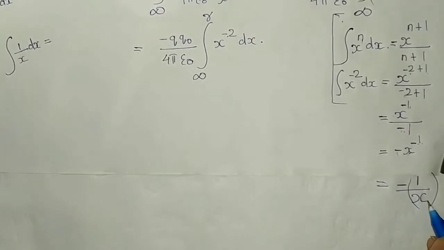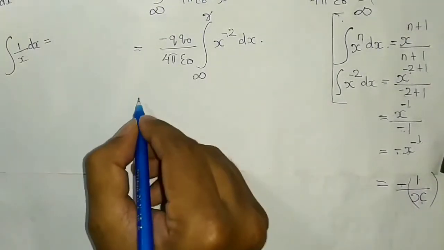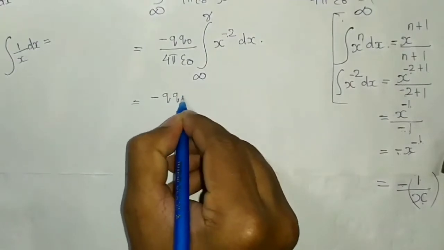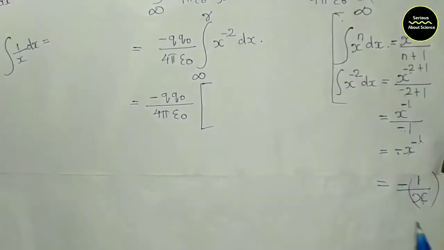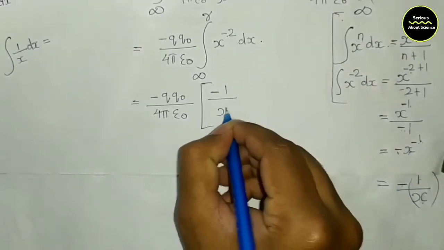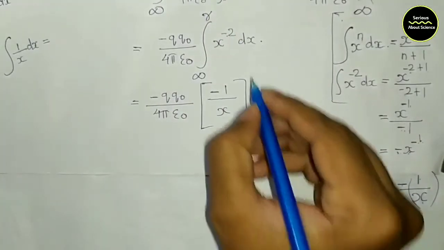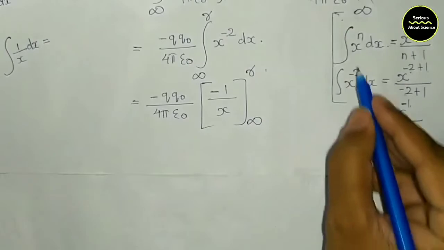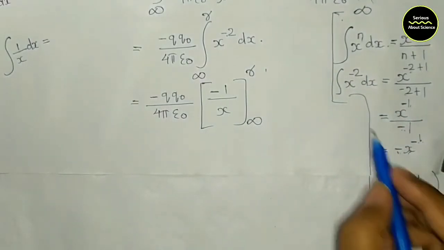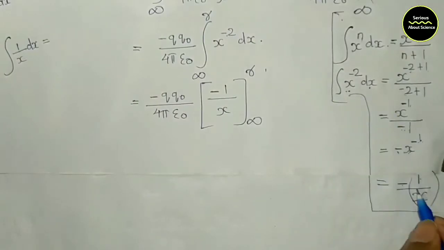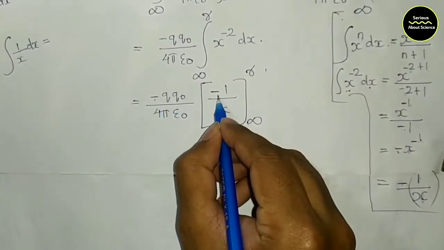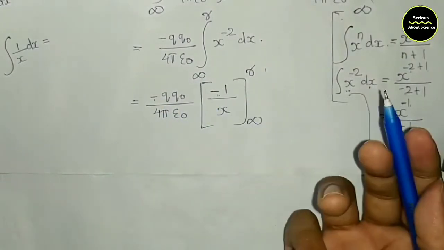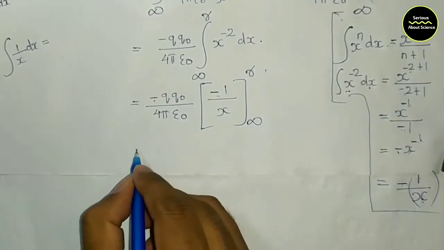Instead of x raised to minus 1 by minus 1, I can write minus of x raised to minus 1. When x raised to minus 1 power comes, that means x can be taken to the denominator side. So minus of 1 by x will be the answer for the integral of x raised to minus 2 dx. So what will be the final answer for work done? Work done W will be equal to minus q q naught by 4 pi epsilon 0 into, instead of integral x raised to minus 2 dx, we got minus 1 by x. The limits are also there, from infinity to R.